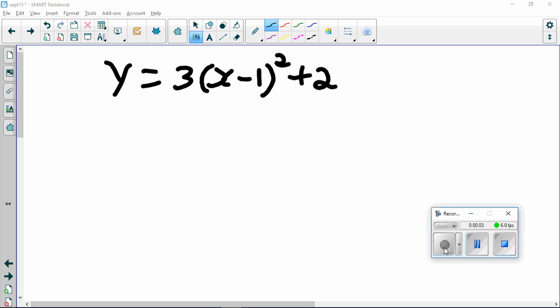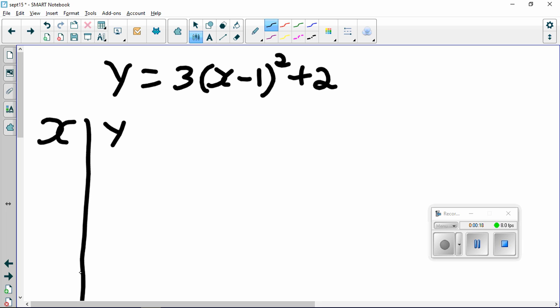By request, I'm going to show you how to graph this quadratic using a table of values. So we're going to have to apply the rules of BEDMAS to generate our table of values. On our table of values, we're going to have a set of x and y coordinates. And for our x values, we'll use -2, -1, 0, 1, 2, and 3. We'll just go with those.